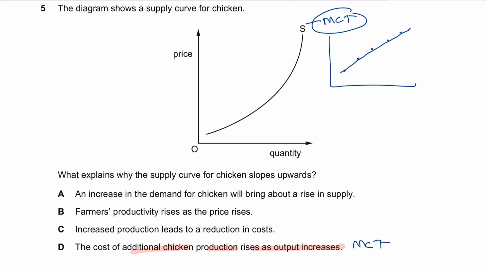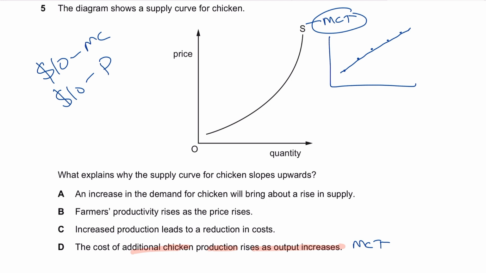So for example, if you produce an extra chicken and the marginal cost for producing that extra chicken is, let's say, $10, the price must also be $10 so that the farmer actually produces that unit.